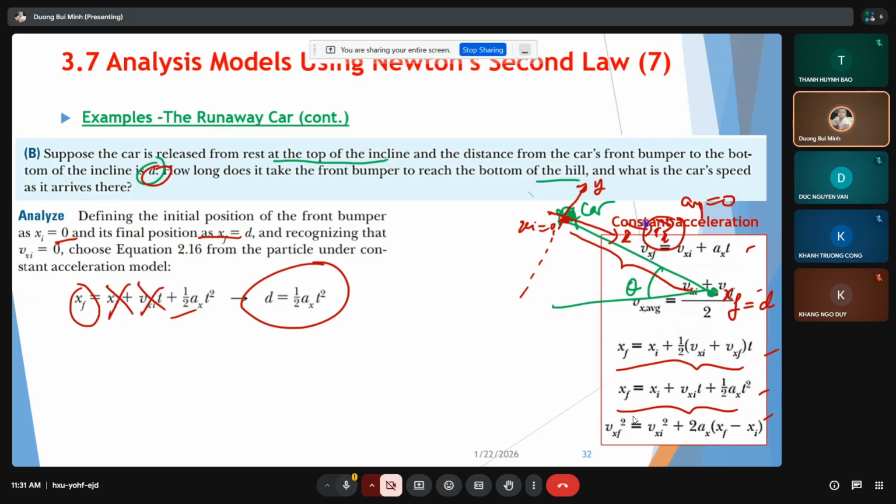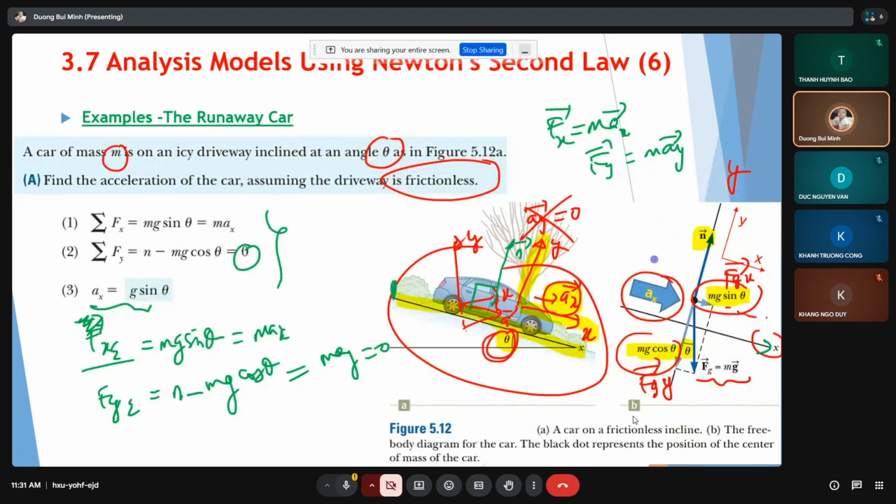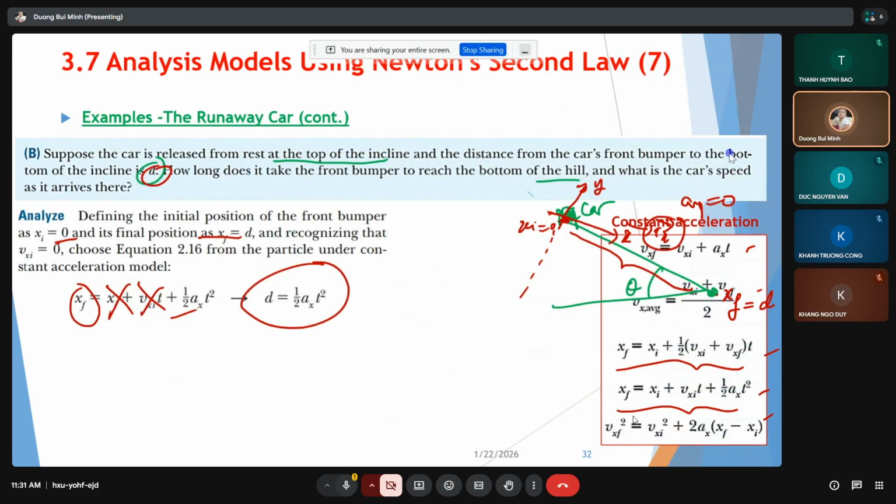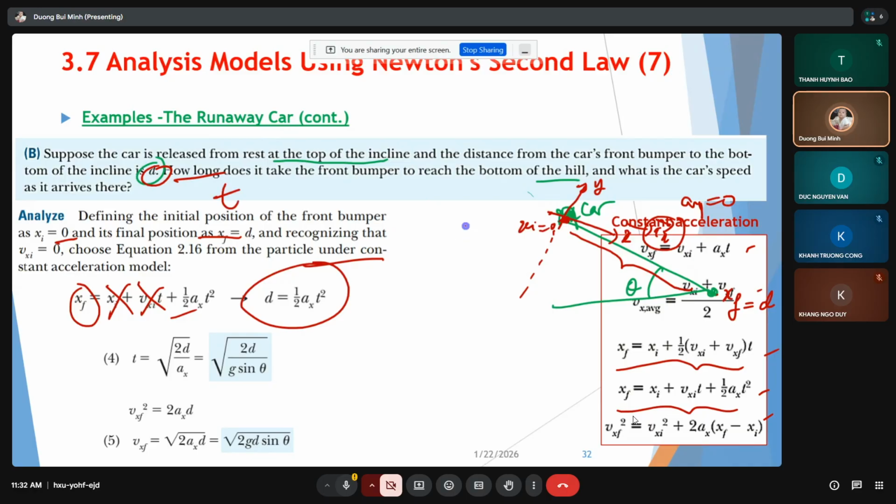Why is ax constant? Because mg is constant, and theta is constant. So we only have mg sine theta. This is constant, so F is constant, and the mass m is constant. So ax must be constant. So we know we are under the constant acceleration model.